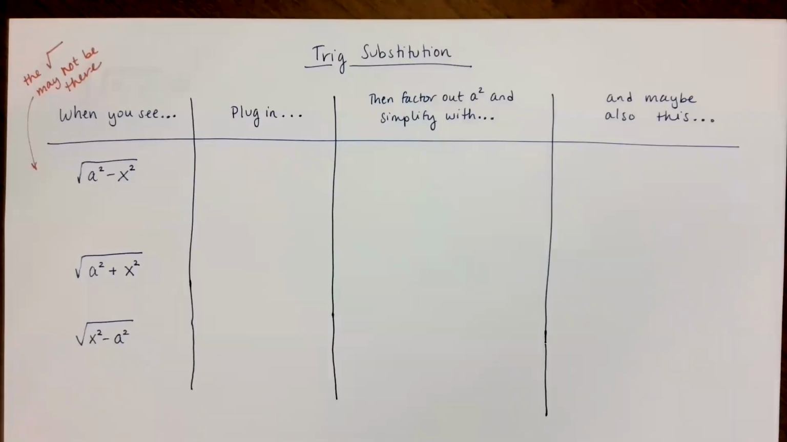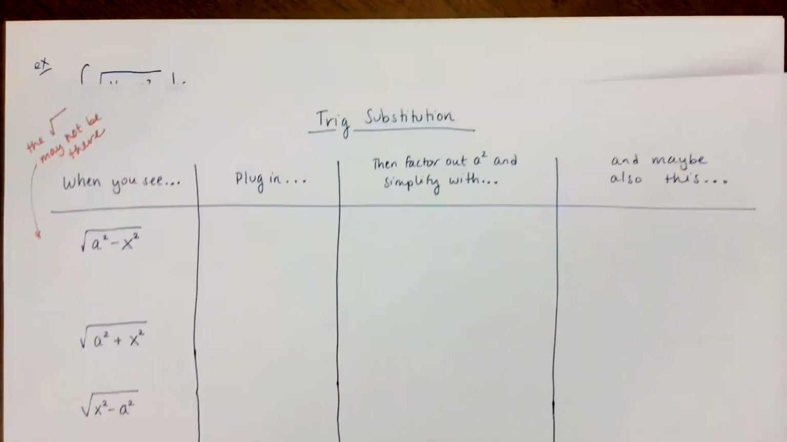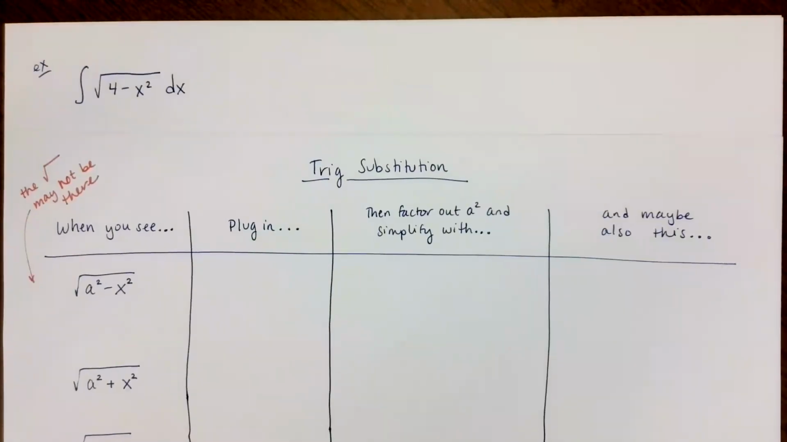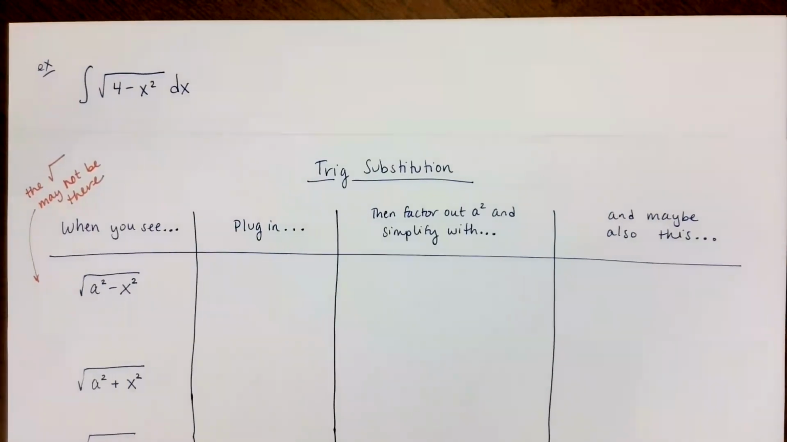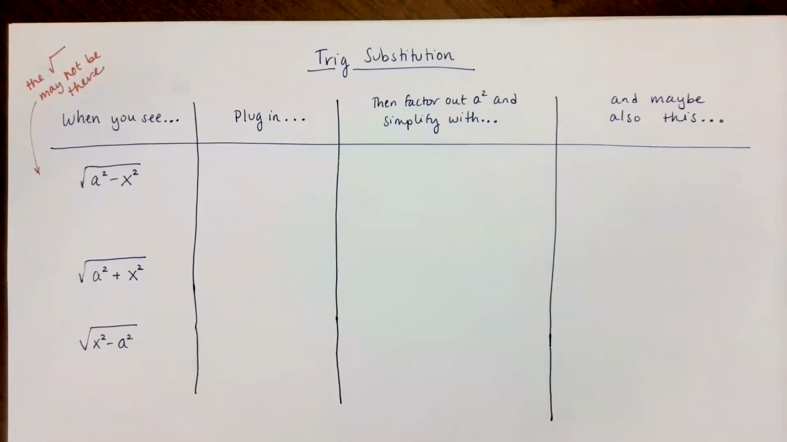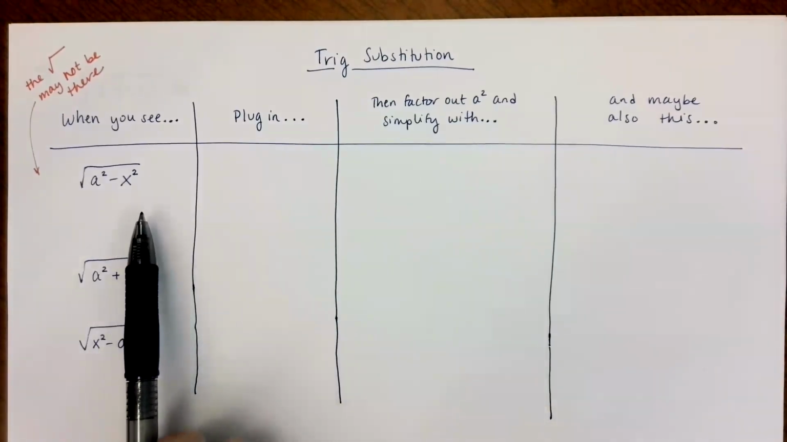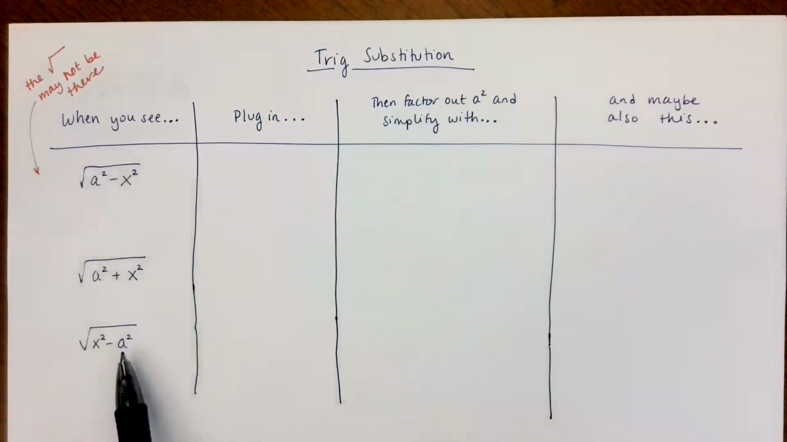Welcome to the magic of trig substitution. In this video, we're going to spend some time filling in this giant chart of instructions. And then along the way, we're going to do this example, which is the integral of the root of 4 minus x squared.